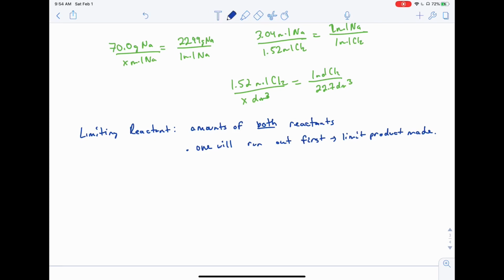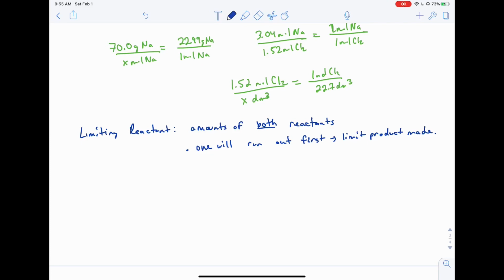And you could think of this as one of two ways. You could think of it as, if I figure out how much product each of my reactants can make, whichever reactant makes less product, that's my answer, because you can't make more product than the limiting factor. Or you want to think of it as, if I have one reactant and I know how much of the other reactant I need, if I need more than I have, then the other reactant's the limiting reactant.